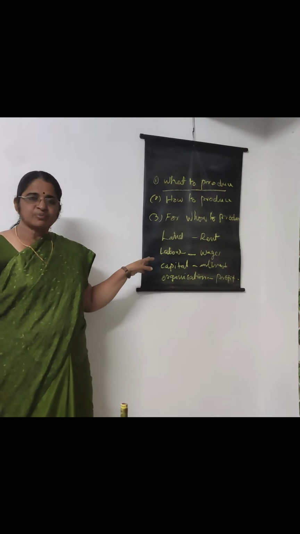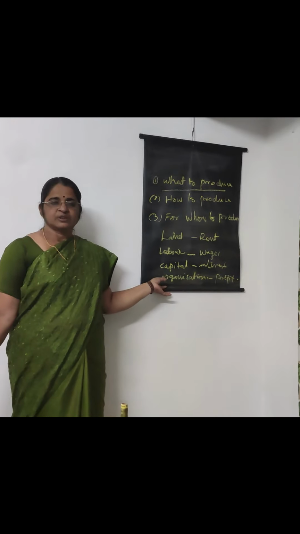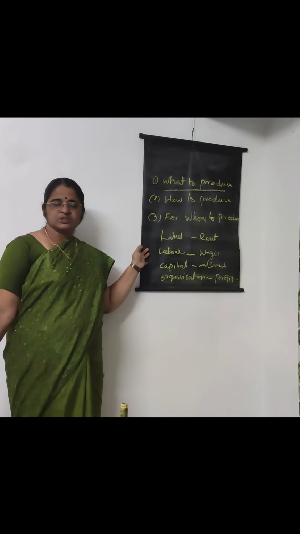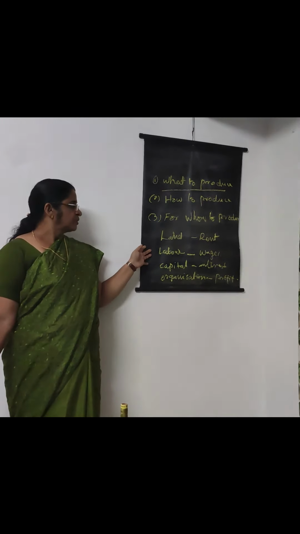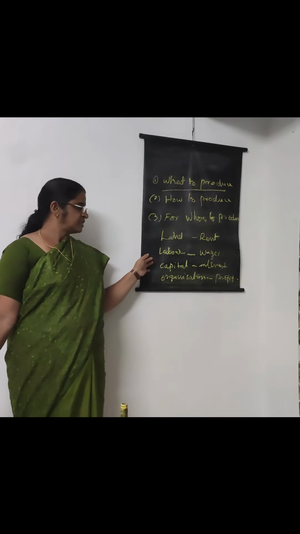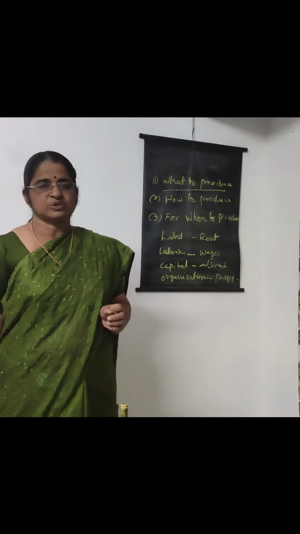The distribution of money among these 4 agents of production is known as for whom to produce. This also means producing goods and services for different persons in a society, for different groups of people in a society.